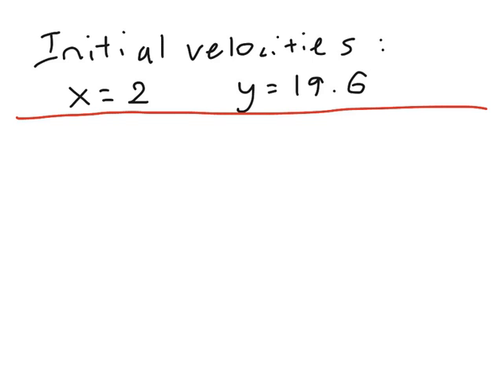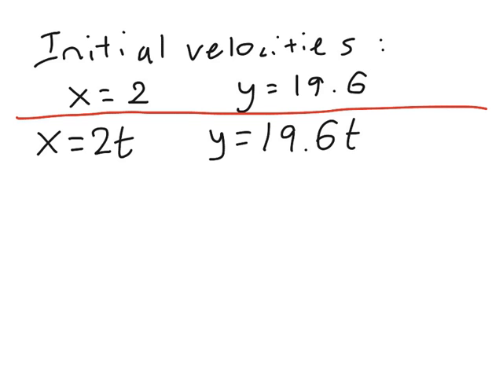Let's say that our initial velocities are x is 2 and y is 19.6. Then we know that our two equations are going to be x equals 2t and y equals 19.6t minus 4.9t squared.